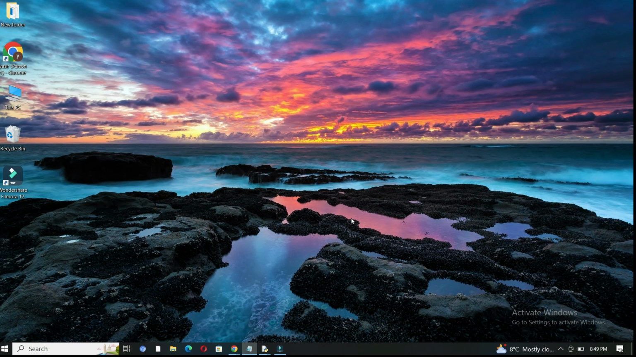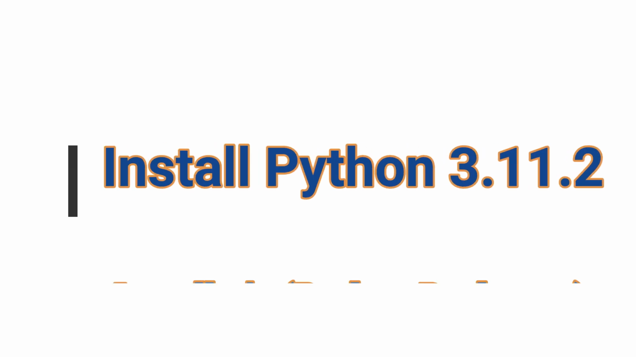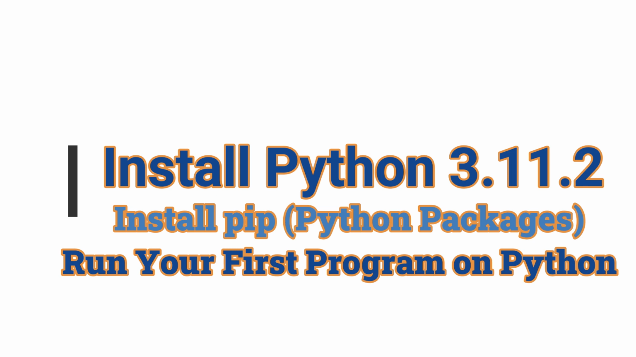In this video we will see how we can install the latest version of Python, which is 3.11.2, and in Python we will install pip and we will also run our first program. So let's jump into it.